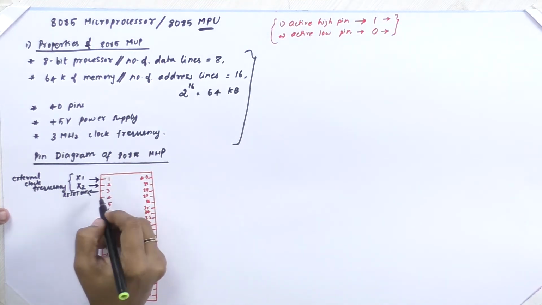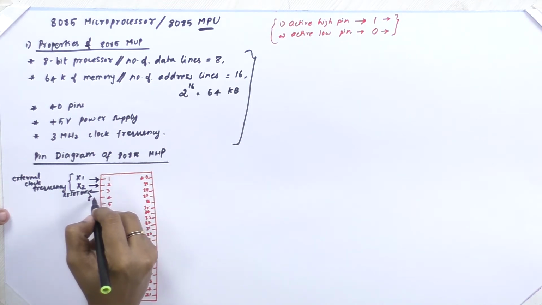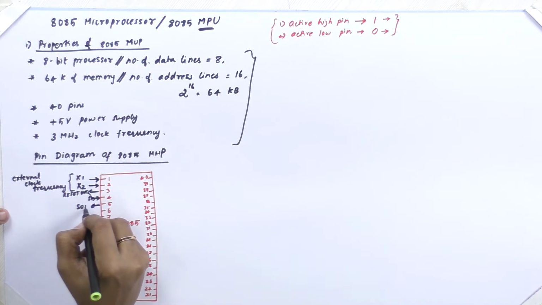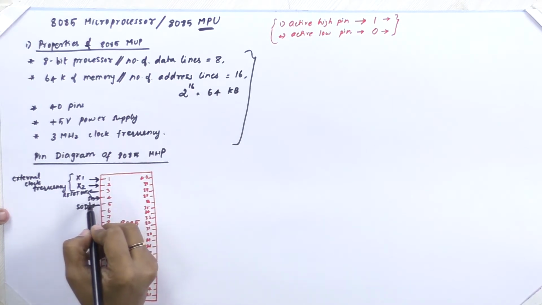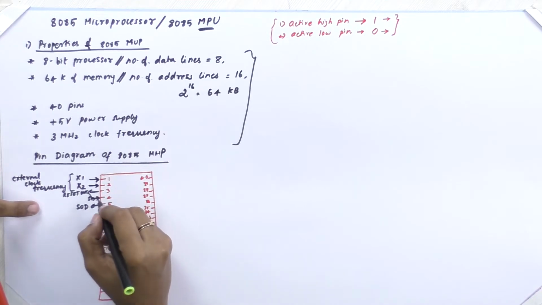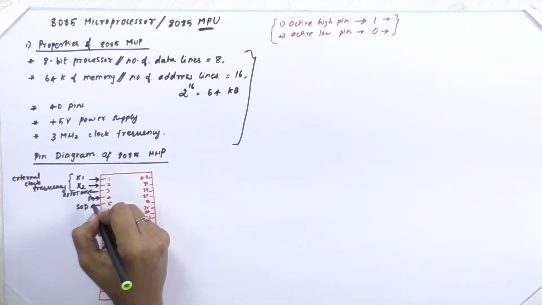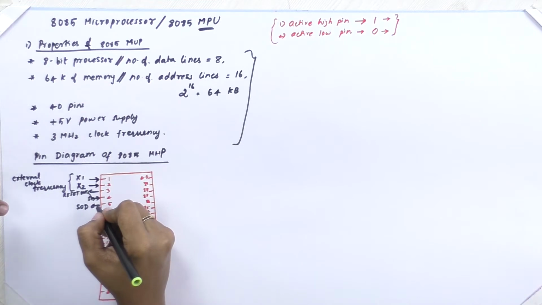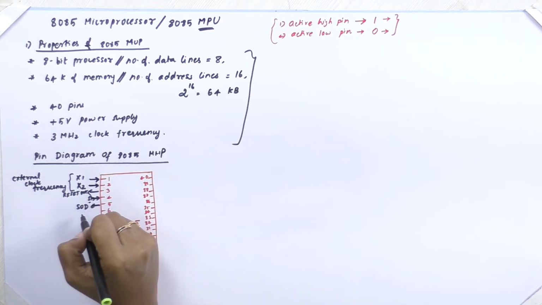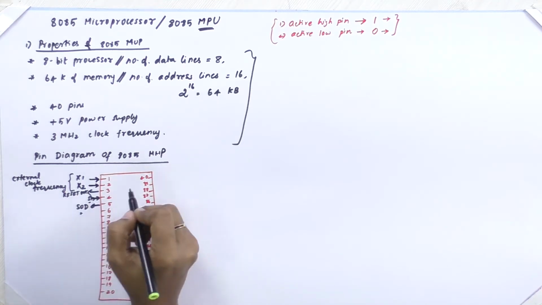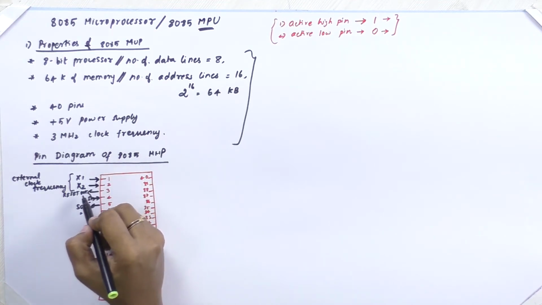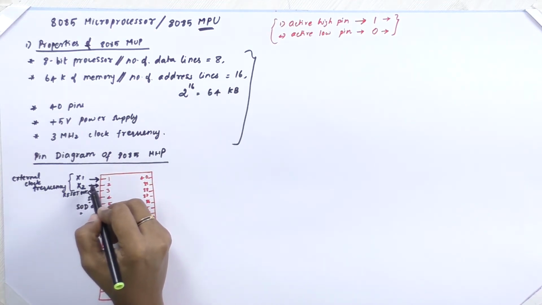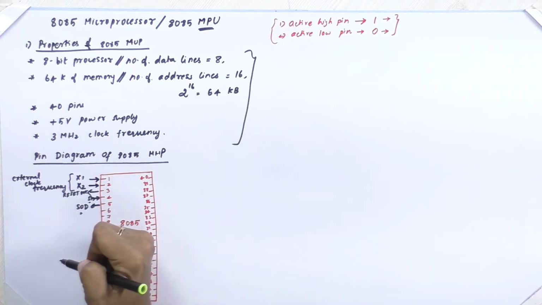Then the next pins are the SID pin and SOD pin. Whenever we look into each and every pin, we have to remember whether it is active high or active low, and whether it is an input pin or an output pin. Here the fourth pin SID is an input pin and SOD is an output pin. Likewise, X1 and X2 are input pins and reset out is an output pin. They are indicated by the direction of the arrow marks.